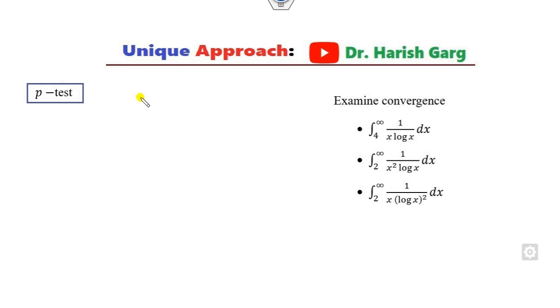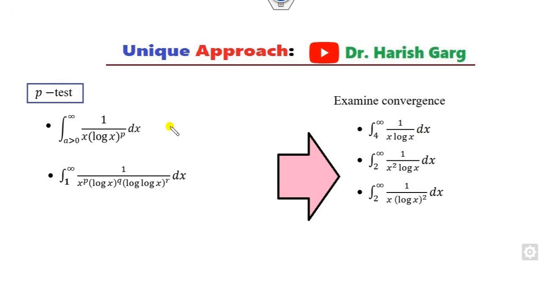Now look at the second type. Whenever you get a logarithm term, how you can solve that is again very simple. Remember this rule. You can see in this case p is 1. Because it's x square, I can compare it with this.